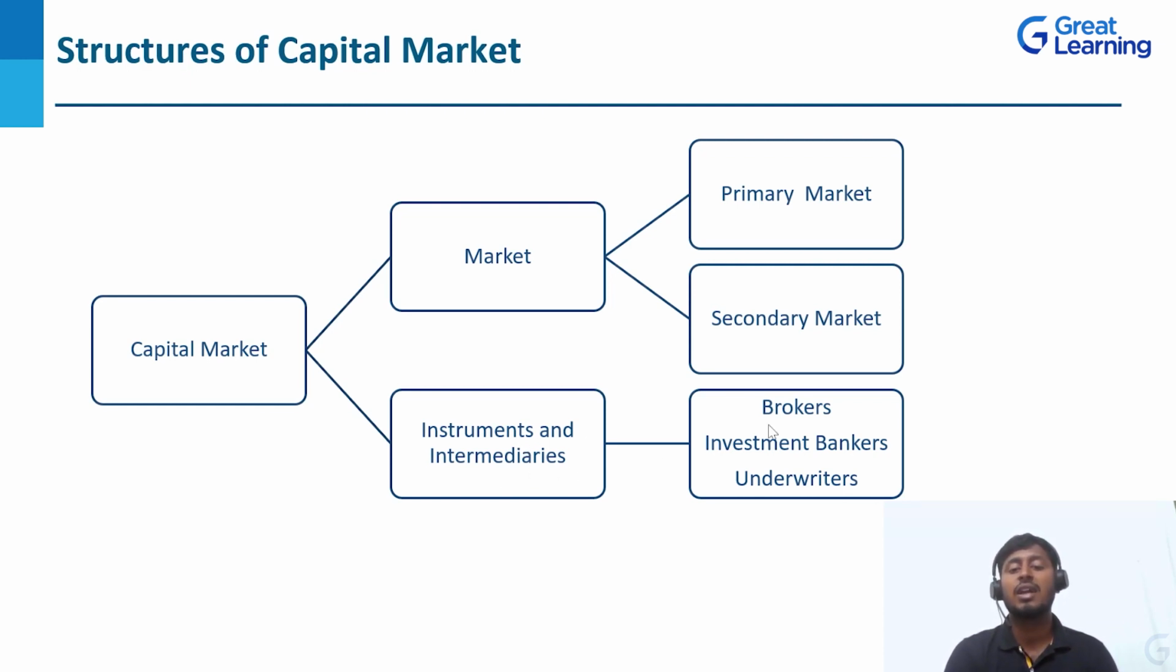And the intermediaries involved in the capital market are brokers, investment bankers and underwriters. Brokers act on behalf of the client in whatever activities they do, and they take some percentage of commission from the investors. Next, investment bankers are specialized in investing activities, issue management functions, advisory functions and consultancy services. They also act as a client's agent in the capital market. And the last one, underwriters. Underwriters are nothing but agencies.